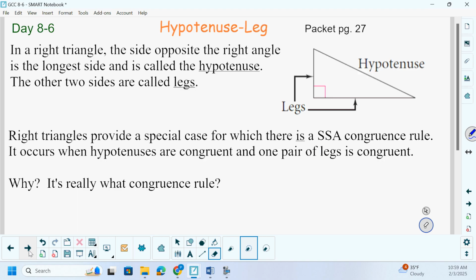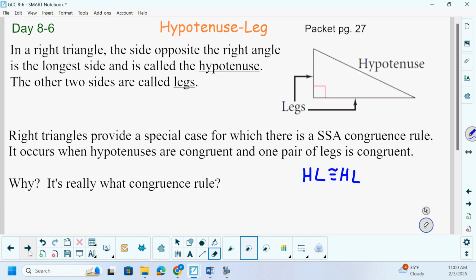What this new method is called is hypotenuse leg, and we will abbreviate it with HL. So we'll end up using in our proof HL congruent to HL. And what that means is your hypotenuse and your leg in one right triangle are congruent to the hypotenuse and leg in another right triangle.